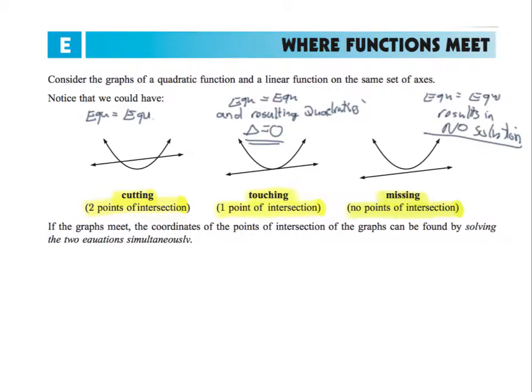So again, when you're having a quadratic and a linear function intersect, if they are touching each other, there'll be one solution. If they're cutting each other, there'll be two solutions. If they're missing, there'll be no solution to your equation.